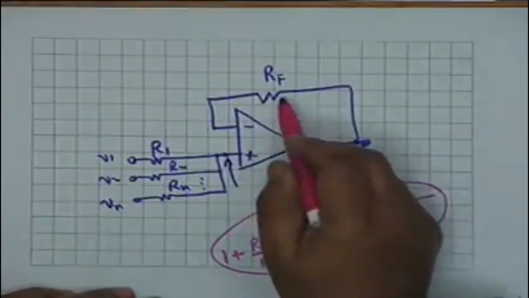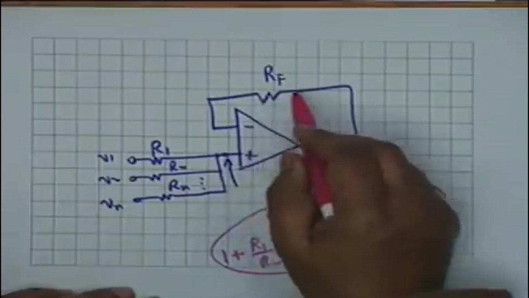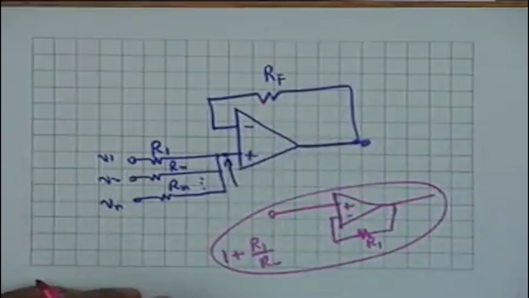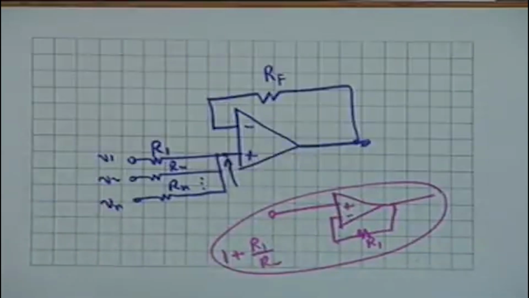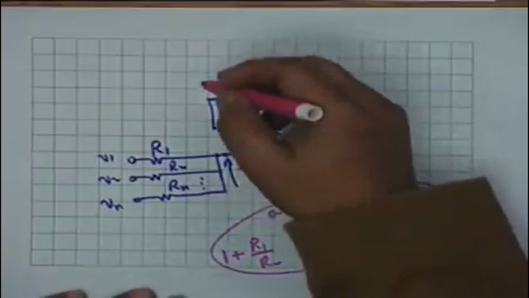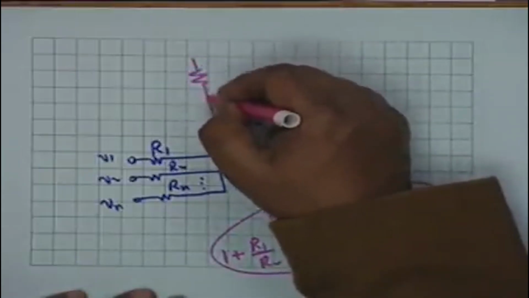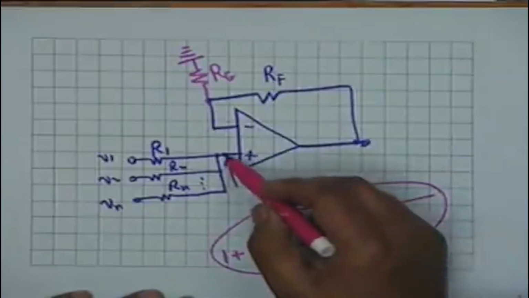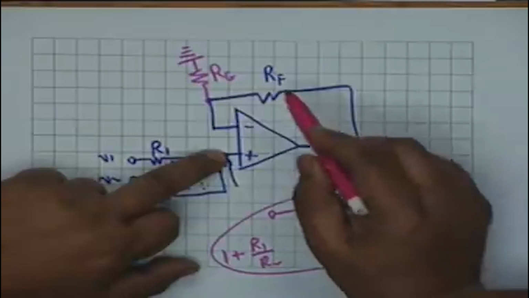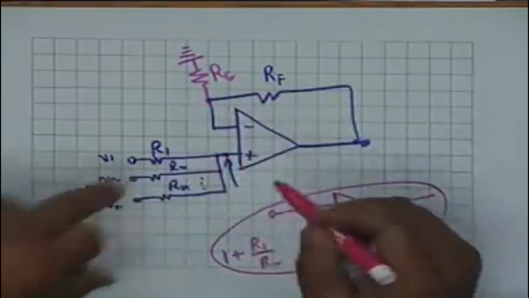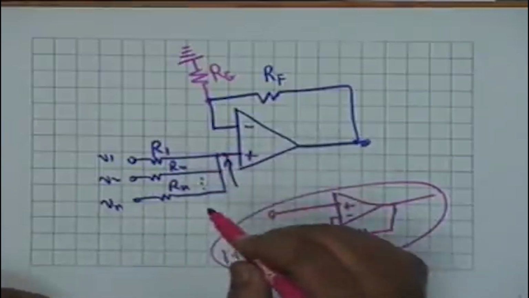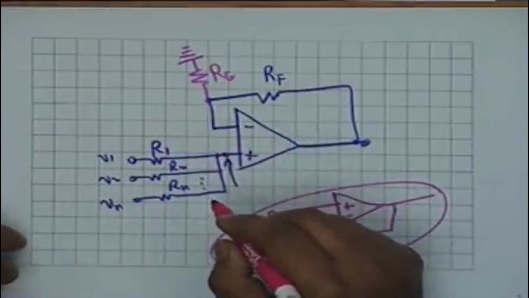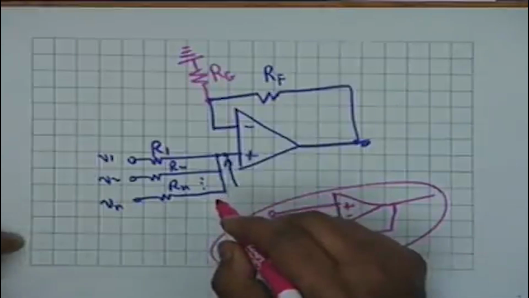If it is +1, do I require the RF? No, I don't require it. So I can as well short circuit this. Or if you want a gain, suppose you don't want a unity gain, you want a gain greater than 1, then you connect a resistance from here to ground. Suppose this resistance is RG, then what is the gain from here to here? 1 plus Rf divided by Rg, and whatever voltage addition occurs here will also be a weighted addition.